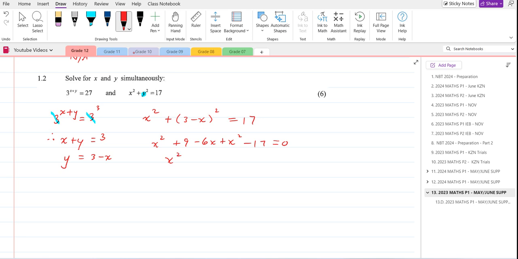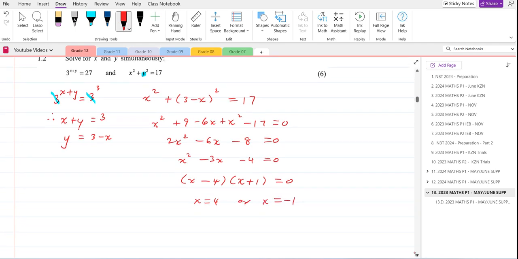So write it in standard form: x squared plus x squared is 2x squared, right? We get minus 6x, that's the only one, and then plus 9 minus 17 is minus 8, equal to 0. Now divide everything by 2 because you want to write it in standard form and factorize. Factorizing this will give me (x minus 4)(x plus 1) equal to 0. So x is equal to 4 or x is equal to minus 1.